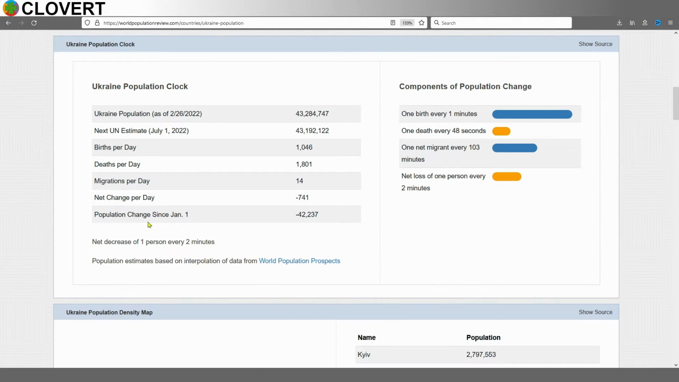Now look at this. The population changed since January. They've already lost over 42,000 people this year in less than 2 months. And the net change per day is 741. We can see that births per day are outnumbered by deaths per day. 1,000 births a day, 1,800 deaths a day. And then we have migration. Net loss of 1 person every 2 minutes.